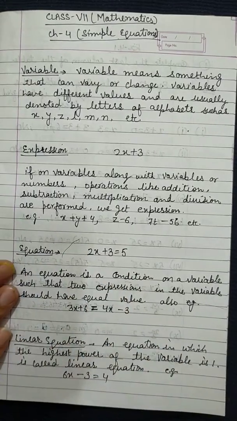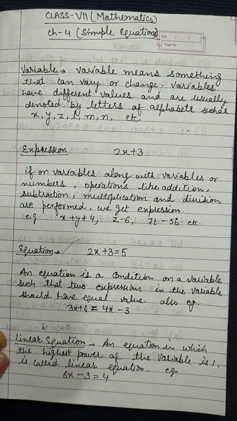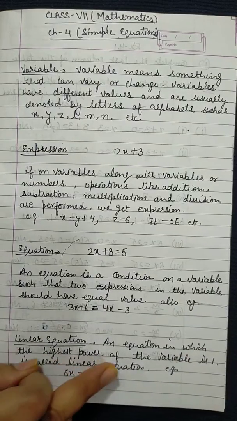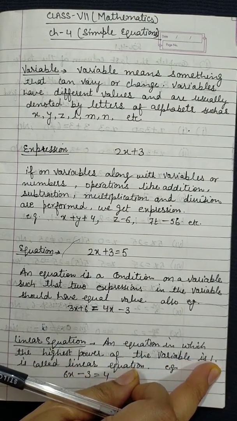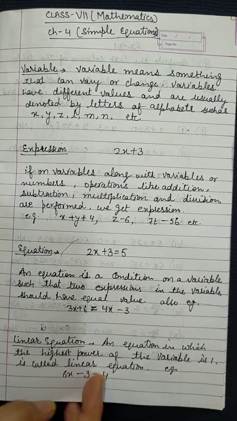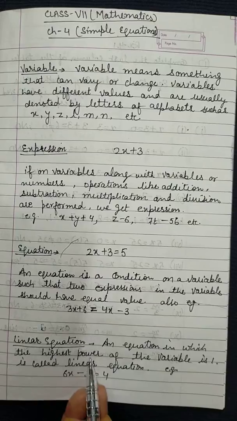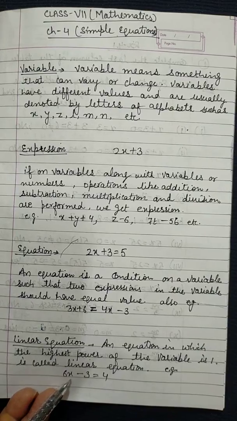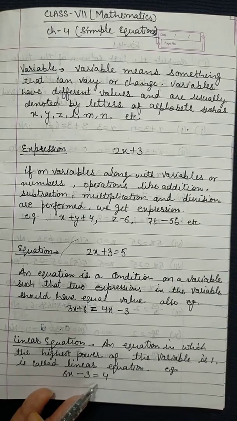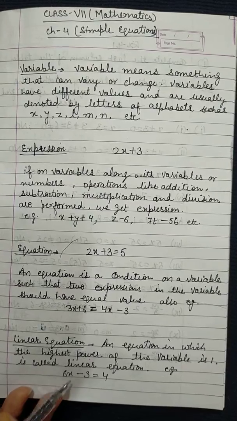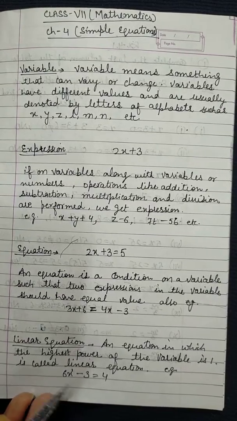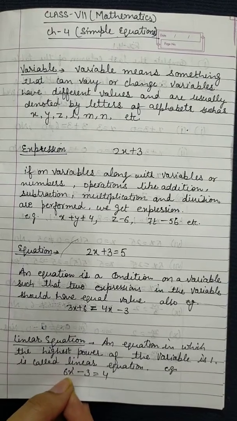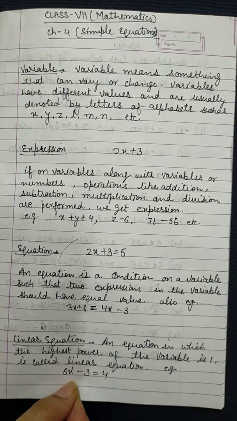And after this we'll move to the linear equation. What is a linear equation? An equation in which the highest power of the variable is 1. When we have any equation, we look at the highest power of the variable, and it is 1. For example, here the variable is x in 6x minus 3 equals 4, and the highest power of x is only 1. So this is a linear equation. In a linear equation we want the highest power of the variable to be 1, and so it is known as a linear equation.